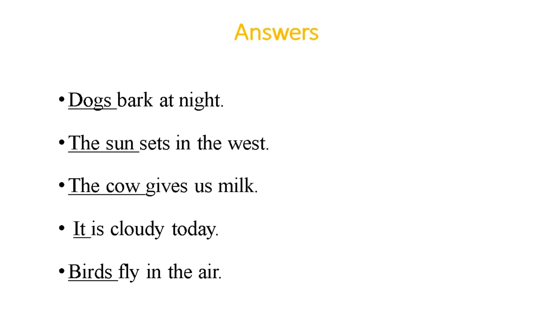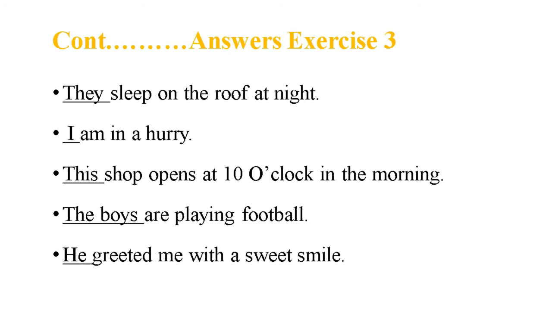Dash fly in the air. We all know birds fly. So the subject which is allotted to this sentence is birds. Next sentence was sleep on the roof at night. So the subject which is allotted to this sentence is they.